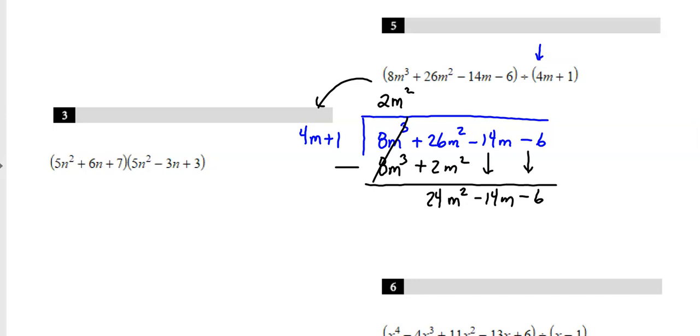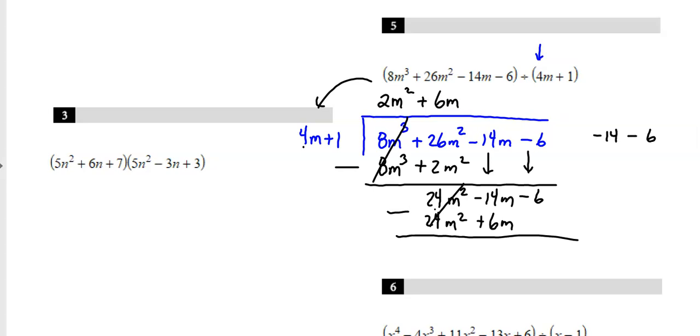And then 4m goes into 24. So if this number ever doesn't go into here, you probably did something wrong, or I chose a bad problem. It should keep going in there until the very end. But 4 times 6 is going to give me 24. M times m will give me m squared. So multiplying backwards, I'm going to get 24m squared. That would be plus 6m. Subtract. This will go away. I got to be careful here because I have a negative 14 take away a positive 6, which is really a negative 20m.